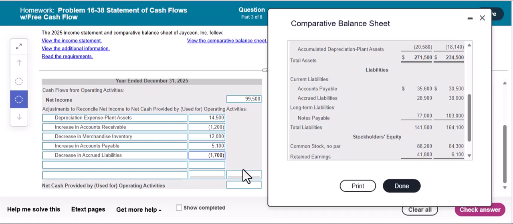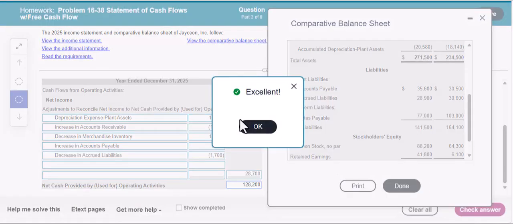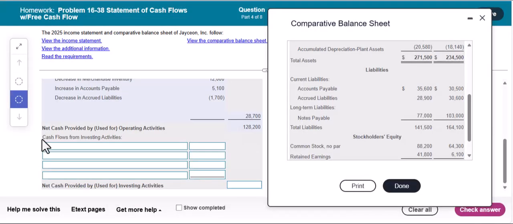Okay, and then next up, that concludes our operating activities right here. So we can go ahead and add these numbers up for a total of 28,700. And then we'll go ahead and add net income to this 28,700 for 128,200. So this means then we have a positive cash flow from operating activities of 128,200. So let's go ahead and check our answer. Excellent. Okay. Then we are moving on to cash flows from investing activities.